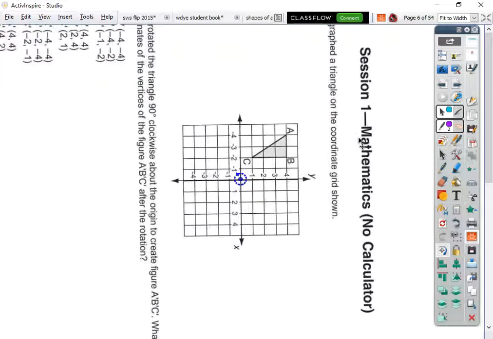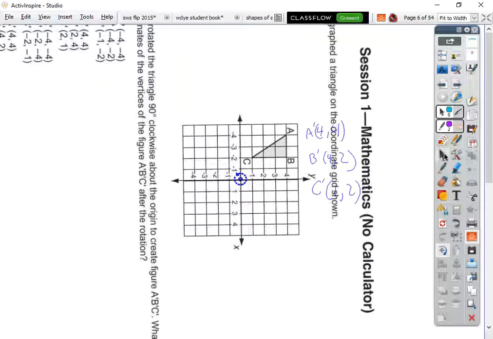So now we still have 1, 2, 3, 4, 1, 2, 3, 4, and the negatives are down here, the negatives are here. So now we have B prime as 4, 2. A prime is 4, 4. C prime is 1, 2.